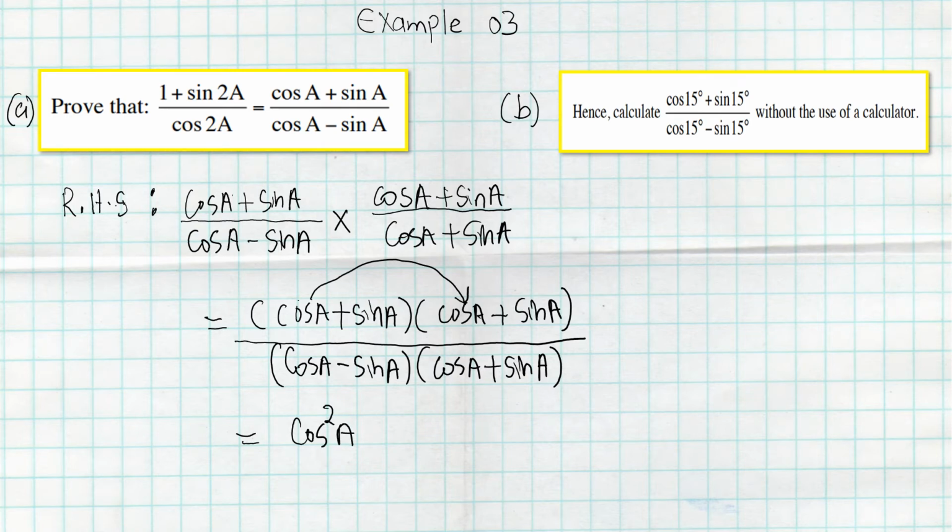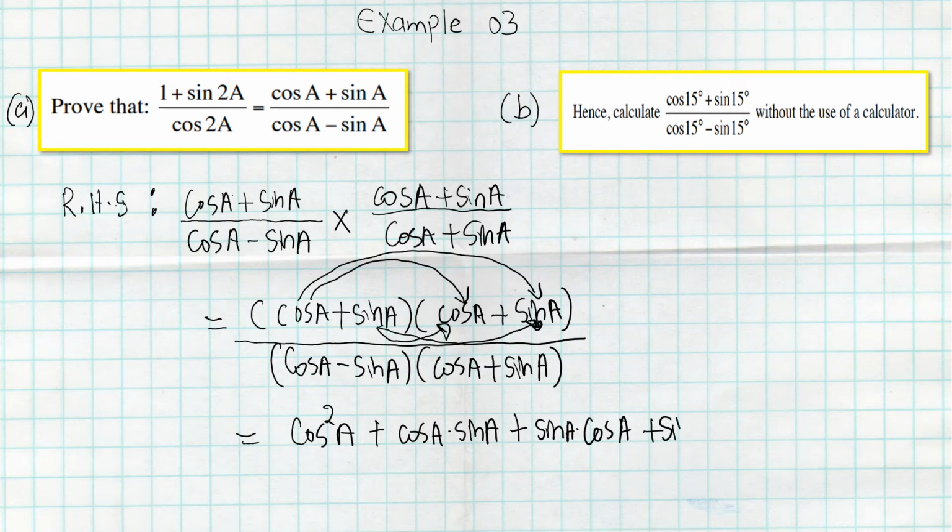Can you see? Then this cos A also, it will multiply with sine A. Then it will give me cos A sine A. Then my sine A with my cos A, it will give me sine A cos A. And also my sine A with my sine A, it will give me sine squared A. Can you see? Okay. So under here, I have cos A minus sine A, cos A plus sine A.